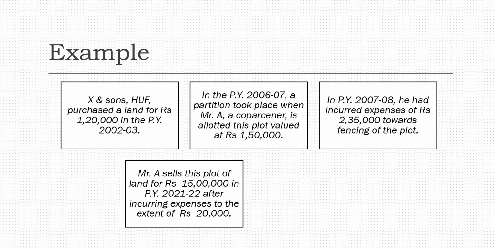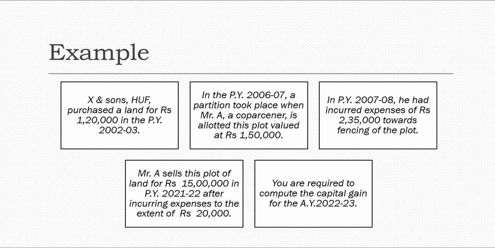Mr. A sells this plot of land for 15 lakhs in the previous year 21-22 after incurring an expense of 20,000. You are required to calculate the capital gain for assessment year 22-23, which has already gone by. First I will calculate for 22-23 and then I'll calculate for 23-24 as if he has sold in 22-23. So I'll just change this thing. Okay, just have a look.